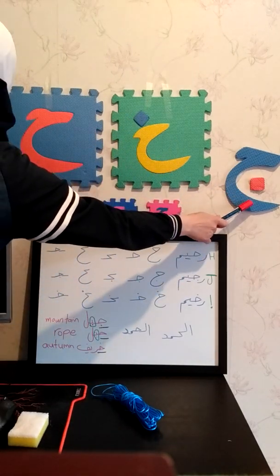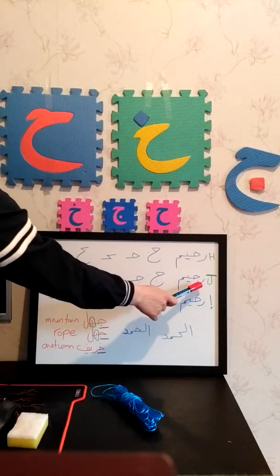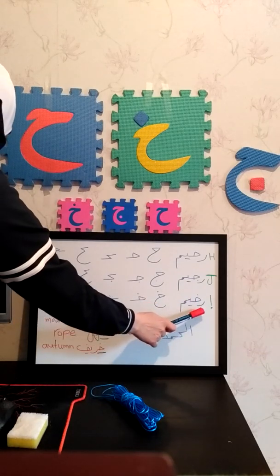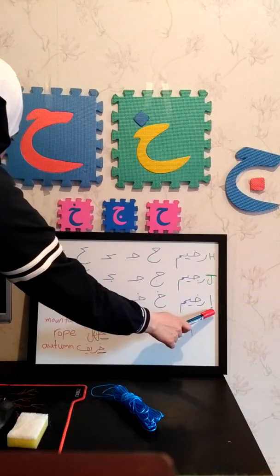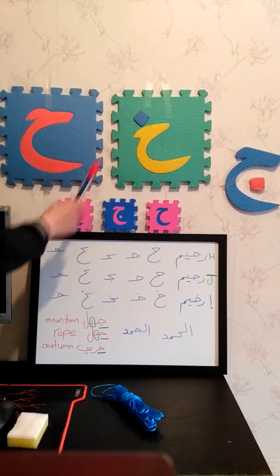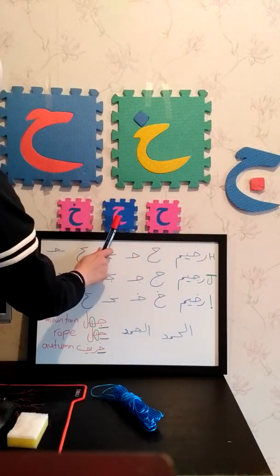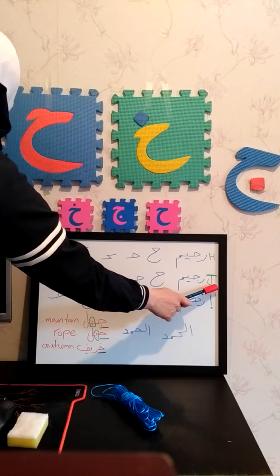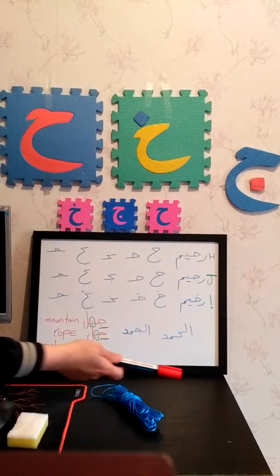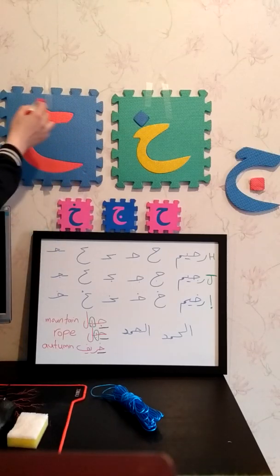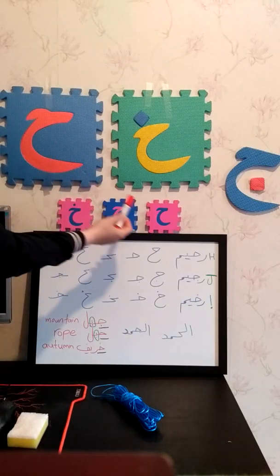While Jim is similar to J in English, like magic, Jim, magic. But Kha, we don't have any equal letter in English for it. And the third one is Ha. This is the letter Ha.